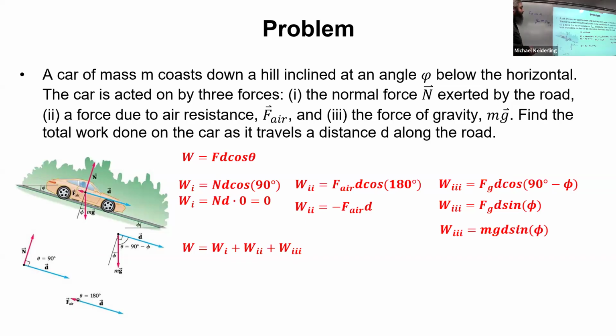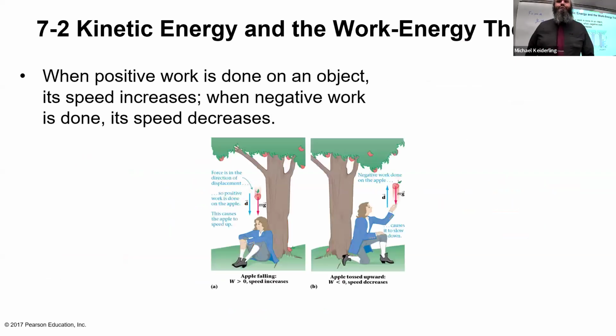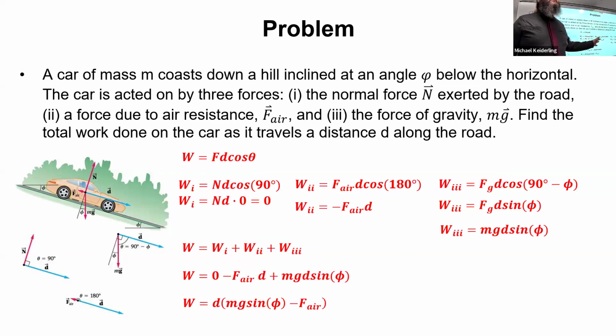And our total work is going to be work 1 plus work 2 plus work 3. So 0 minus force air times d plus mgd sine phi. Or if you pull out distance, times mg sine phi minus the force from the air, the drag from the air. The force down the slope from gravity minus the force back from the air. So this is just the net force down the slope. Any questions?